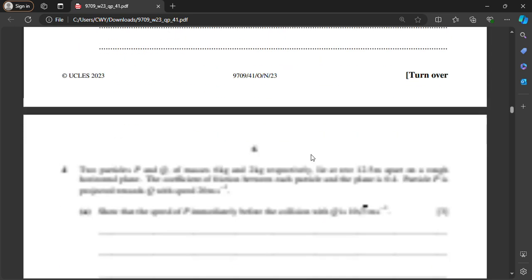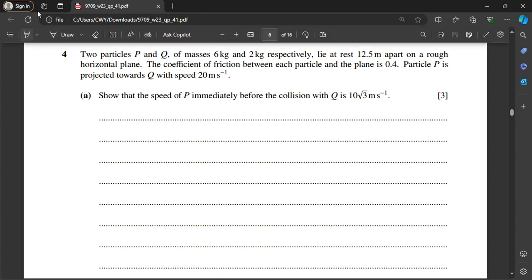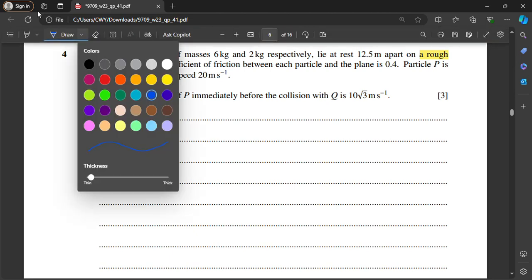Question 4. Two particles P and Q of mass 6 kg and 2 kg respectively lie at rest 12.5 m apart on a rough horizontal plane. The coefficient of friction between each particle and the plane is 0.4. Particle P is projected towards Q with a speed of 20 meters per second. Now it wants me to show that the speed of P immediately before the collision with Q is 10 root 3 meters per second.